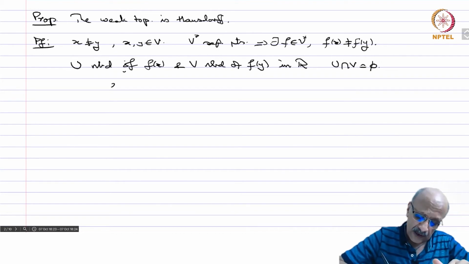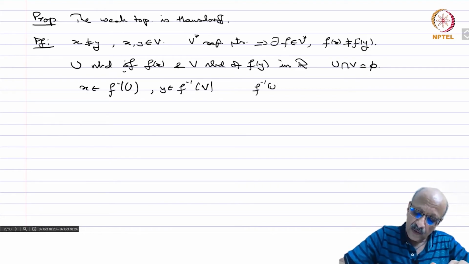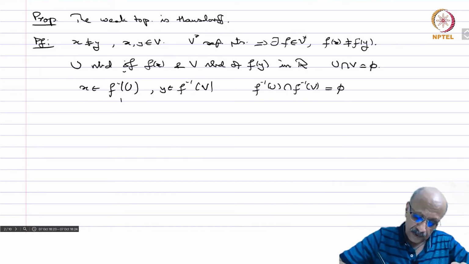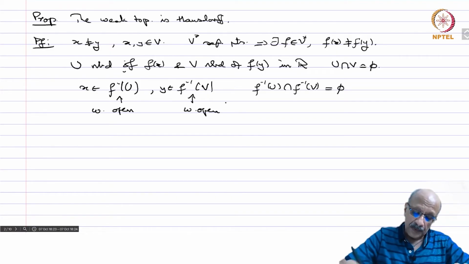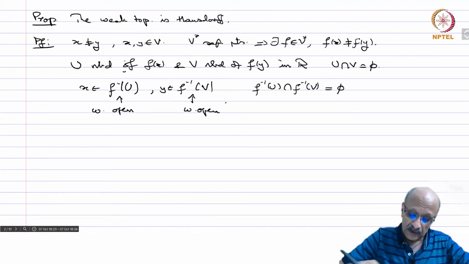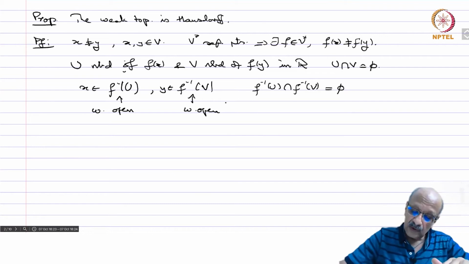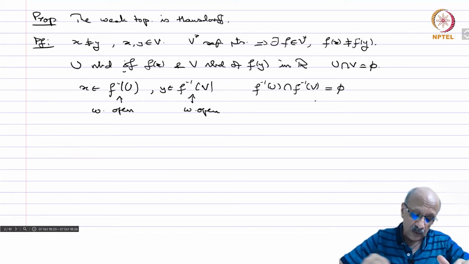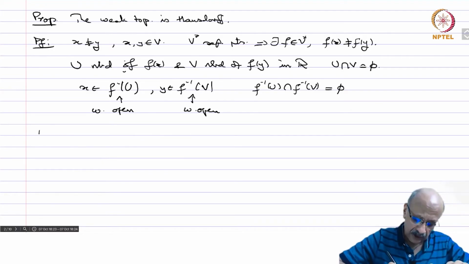And therefore if you take f inverse of U, x belongs to this, and f inverse of V, y belongs to this, and f inverse of U intersection f inverse of V will be empty, and these are all weakly open, because U and V are open and f is continuous in the weak topology. So this proves it: given any points, I found two disjoint neighborhoods, and therefore you have this. Okay, so notation.